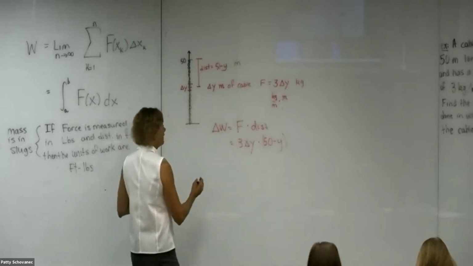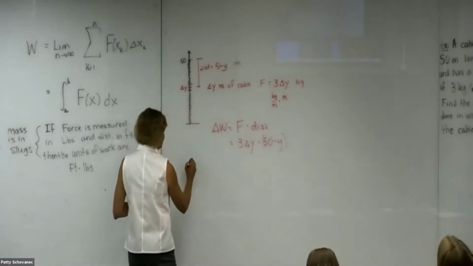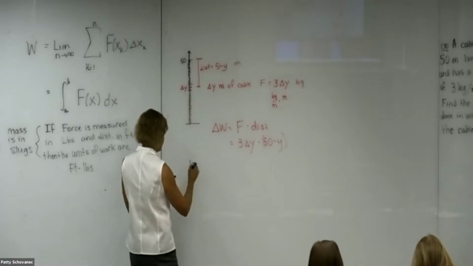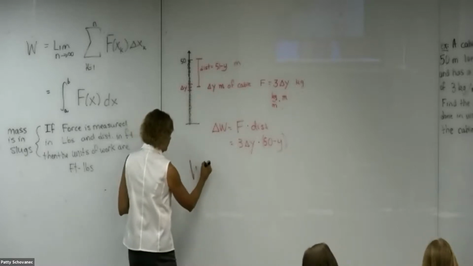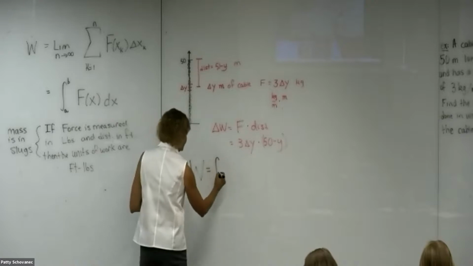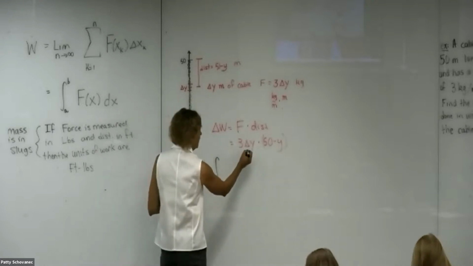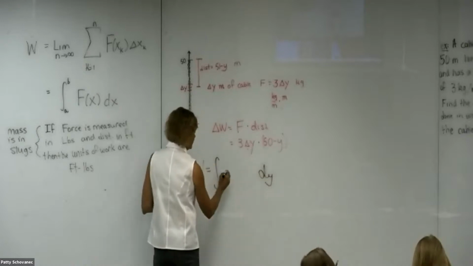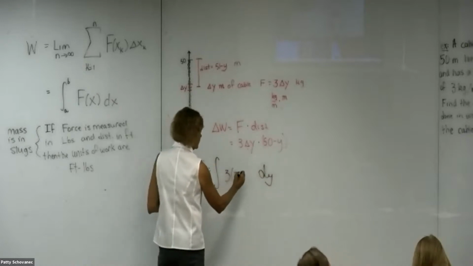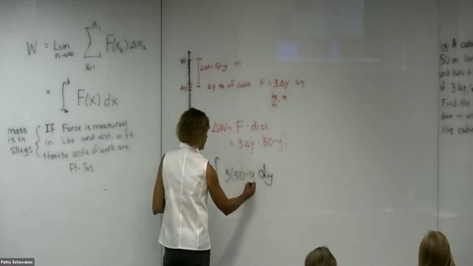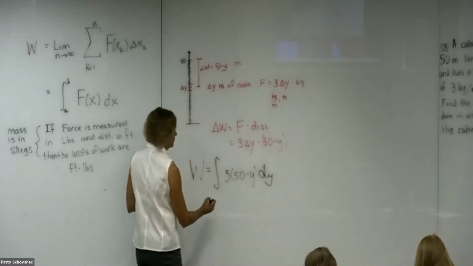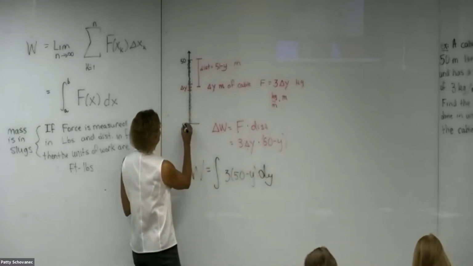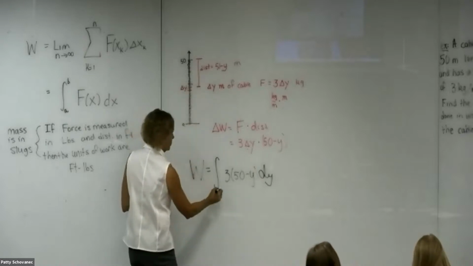And now we're going to add them up with a definite integral. So the overall work now becomes black instead of red. The overall work is going to be a definite integral. The delta y becomes our dy, and then these become the part of the definite integral. Then I'm going to cut up my number line from y equal to 0 up to y equal to 50.